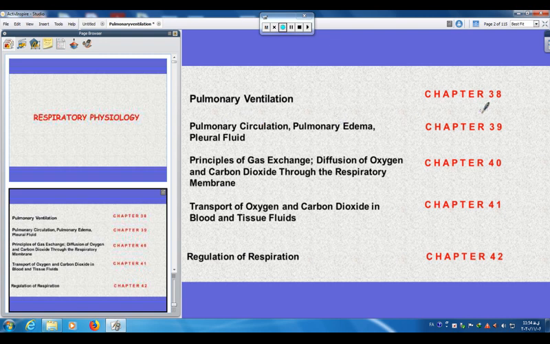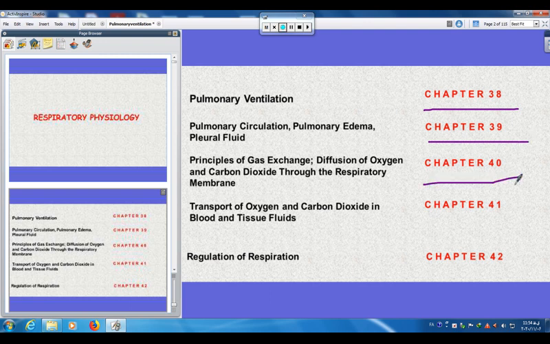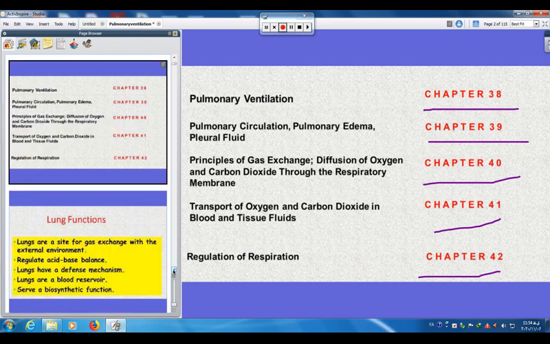We have five chapters about respiratory physiology: chapters 38, 39, 40, 41, and 42. And you can use the original book about respiration physiology as your reference. The reference is the Guyton guide on physiology, and you should read carefully chapters 38, 39, 40, 41, and 42.